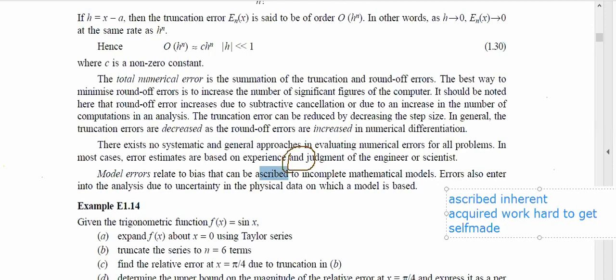Self-made. Acquired means we acquire it by a self-working process. So this is ascribed incomplete. Sometimes you make incomplete mathematical modeling. If you do incomplete mathematical modeling, this part is very important. Ascribed, okay. Do you get me or not?